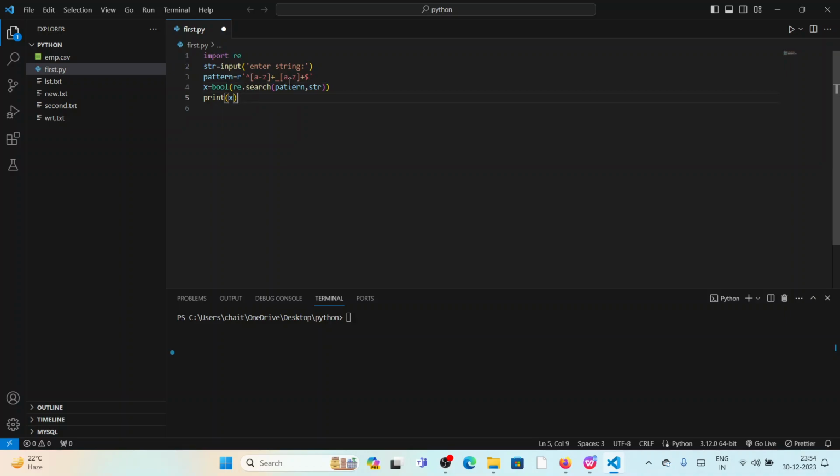Between the lowercase letters there should be an underscore here, between the first and last letter. Simple, just execute and see the output here. Enter string: a underscore b, true here.